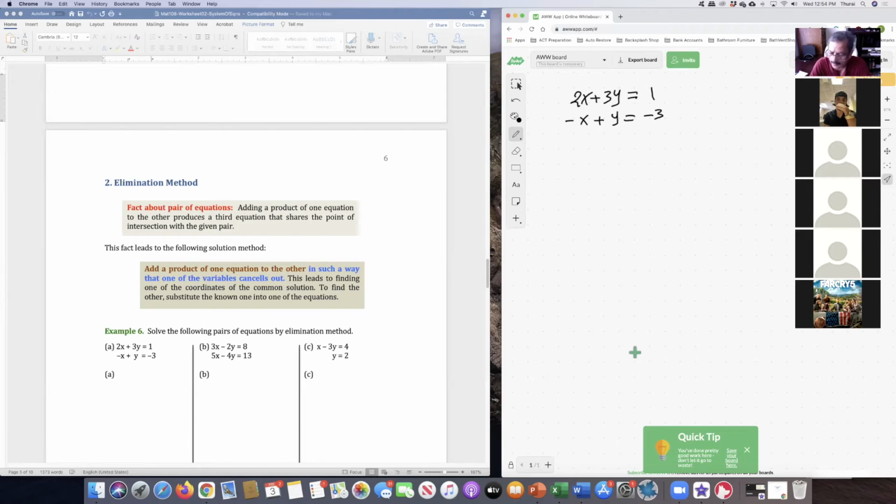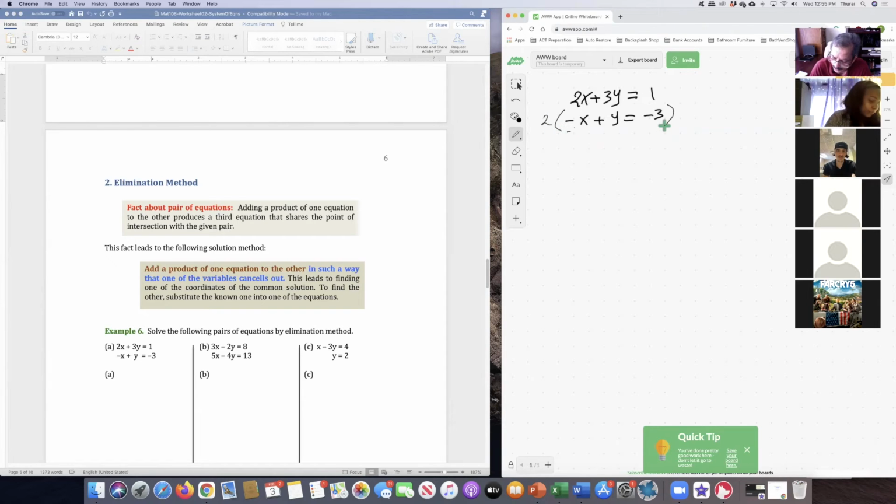So I'm going to do that in such a way that one of the variables will cancel out. So look at the first equation. It has a 2x. Second equation has a minus x. So when I add these two equations, I want the x to cancel out. What number should I have in front of the x in the second equation so that when I add the two equations, x will cancel out? Should be minus 2x. I already have a minus, so I need to multiply by 2. So that's what I'm going to do.